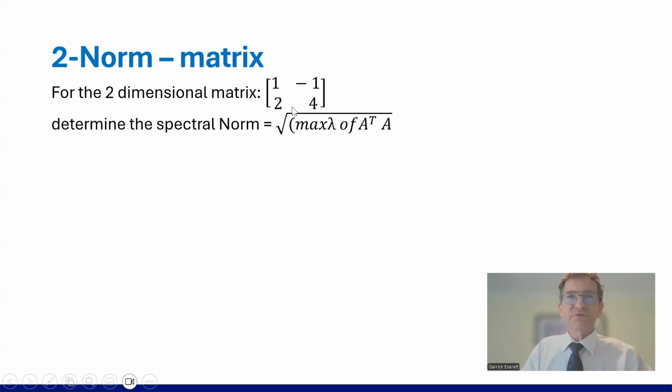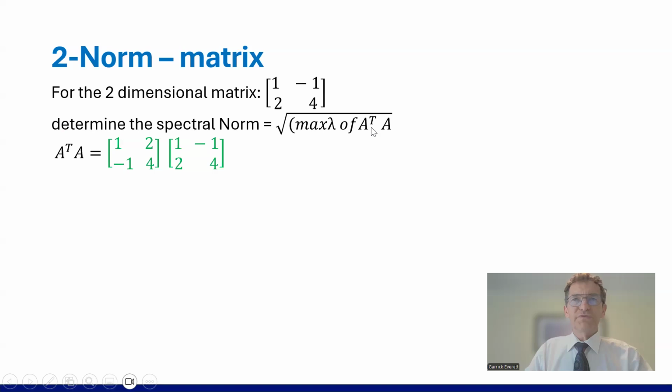For the two-dimensional matrix, we use the same matrix, find the spectral norm. So this is the maximum lambda of A transpose A. And probably should have another bracket in there. Doesn't really matter because it's all in square root. When anyone talks about lambda, it's the eigenvalue.